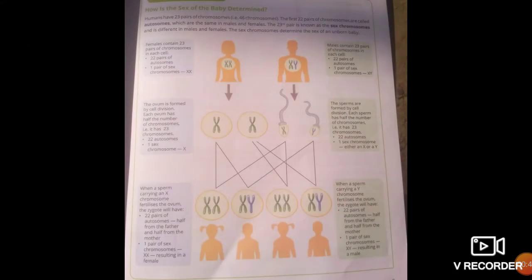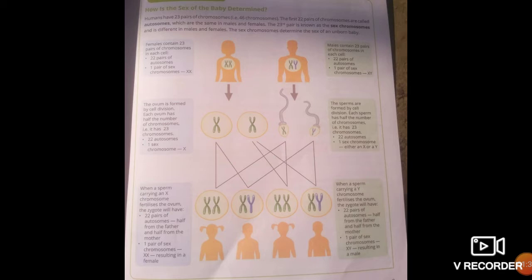Today we will start the next topic, and the topic is how the sex of the baby is determined. As we all know, humans have 23 pairs of chromosomes, that is, 46 chromosomes in each cell. Out of 46, the first 44 chromosomes, that is, the first 22 pairs, are called autosomes, which are the same in males and females. The 23rd pair is known as the sex chromosomes and is different in males and females.